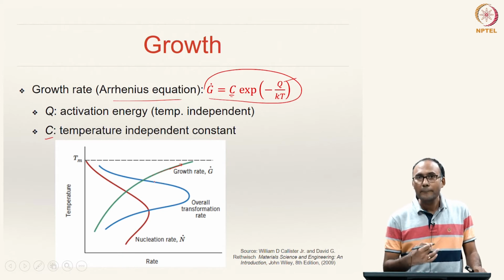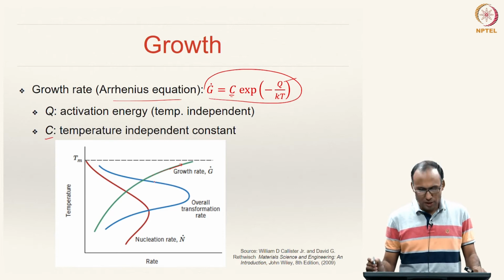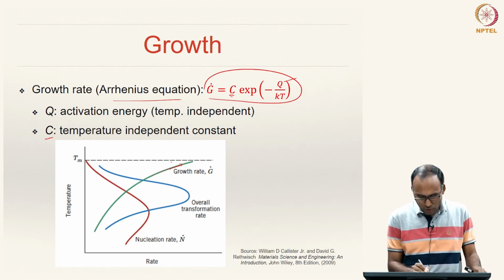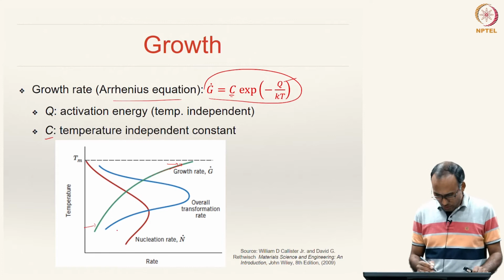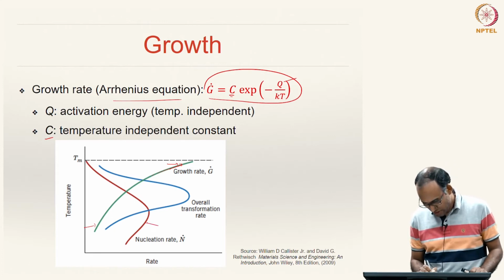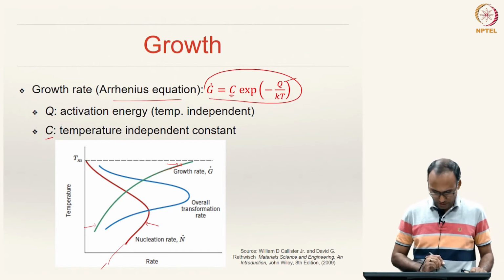At higher temperature, you know that diffusion is faster, and as a result you will have a higher growth rate. At low temperatures the growth rate is low. The red curve is only a part of the nucleation rate; there is also a part somewhere here, but we have not shown that. This is our nucleation rate.